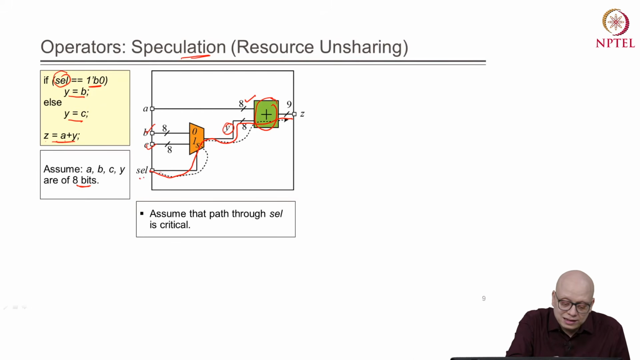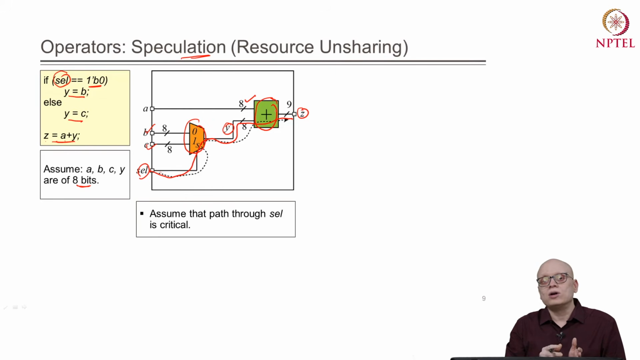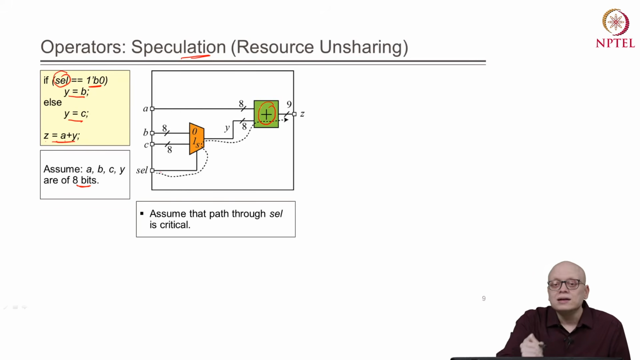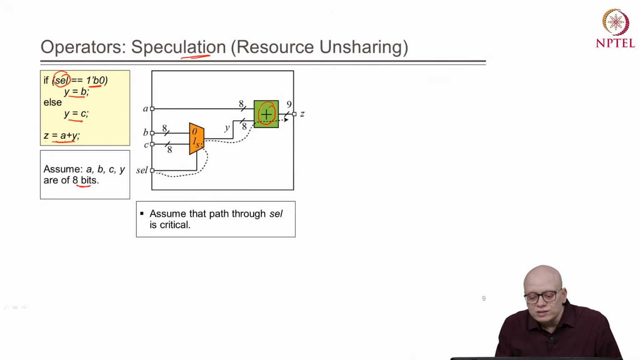Now, from this select line to the Z line, we have a multiplexer and also an adder. The adder is a circuit element which exhibits large delay, right. And therefore, if we can remove this adder from the critical path, then the timing of the design can improve. So, let us understand how we can remove this adder from the critical path.